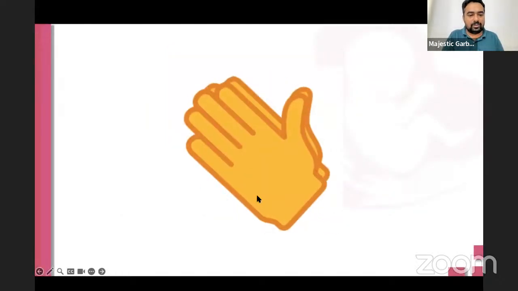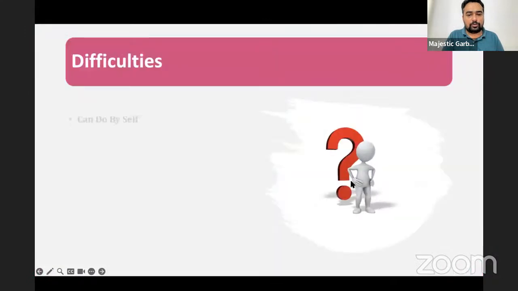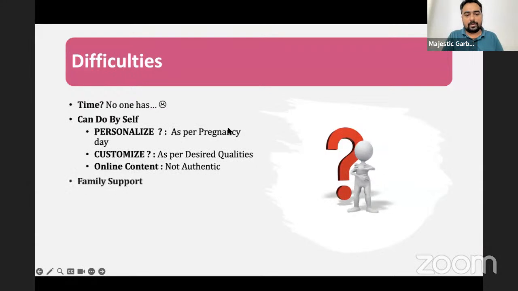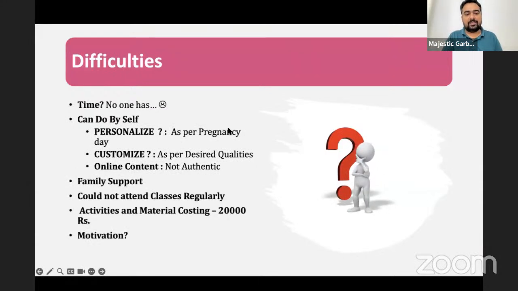If you really feel these could be the issues that could stop you from practicing Garbh Sanskar, and that may hamper it, I have already listed them out. Anything out of this, if you really feel these are the issues.